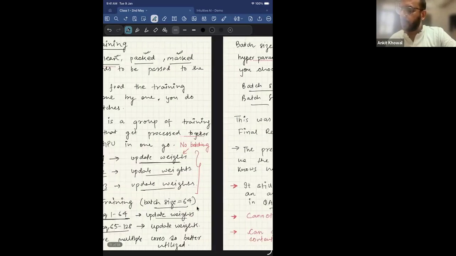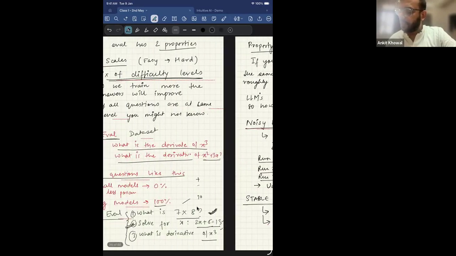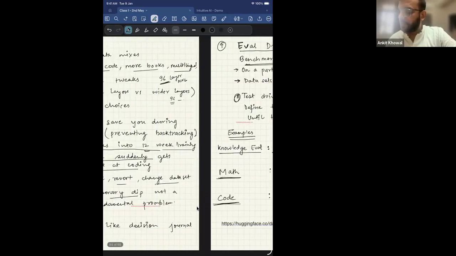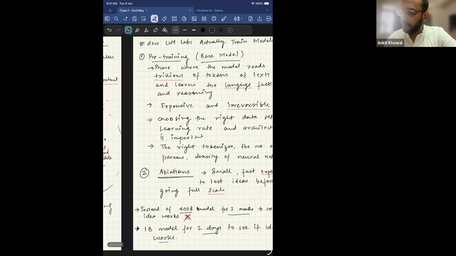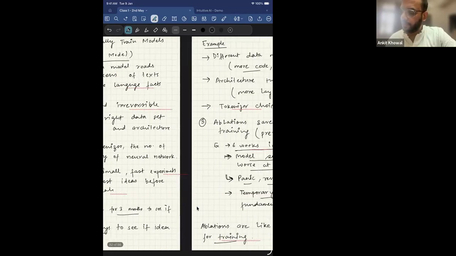So coming back to my initial diagram, this is the pre-training part. Till now we have covered this pre-training part. What happens before this phase, before you get a base model, what all things you have to do in the SDLC lifecycle of a model, right?